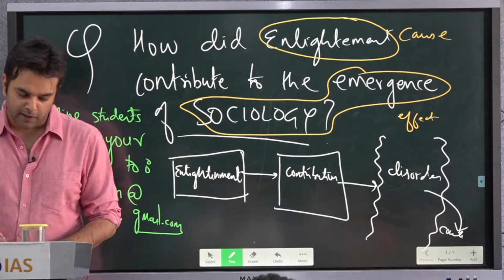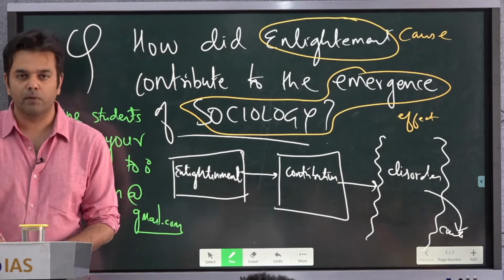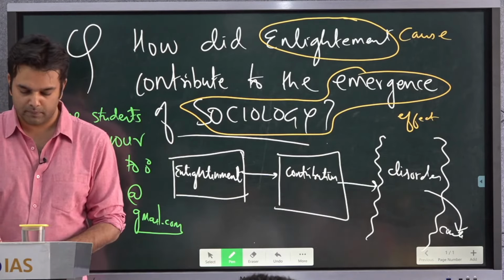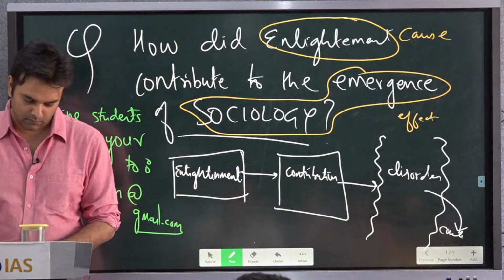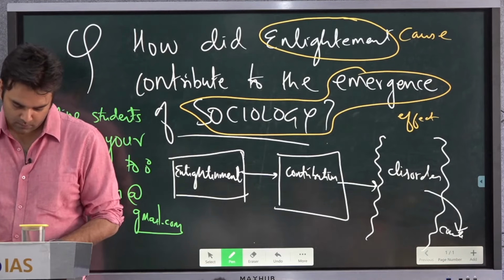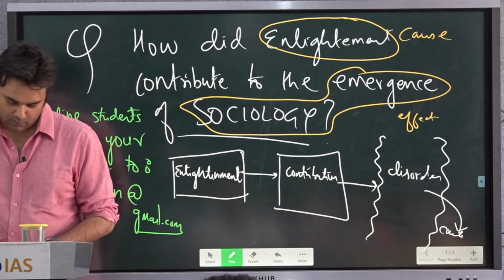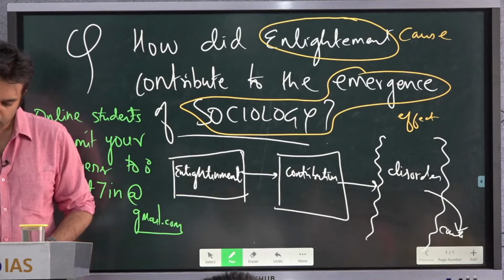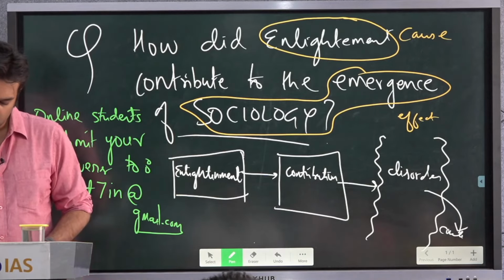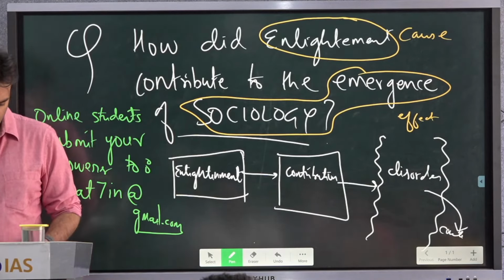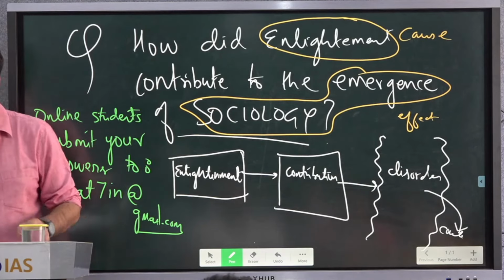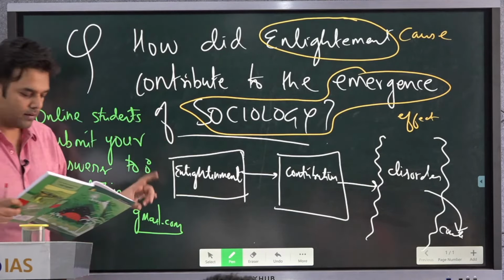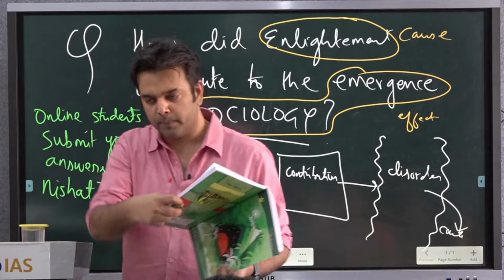No need to explain how earlier kings used to rule the society, all those. Simply start with definition. Okay. Contribution of enlightenment is missing. Disorder thing is missing. Okay.